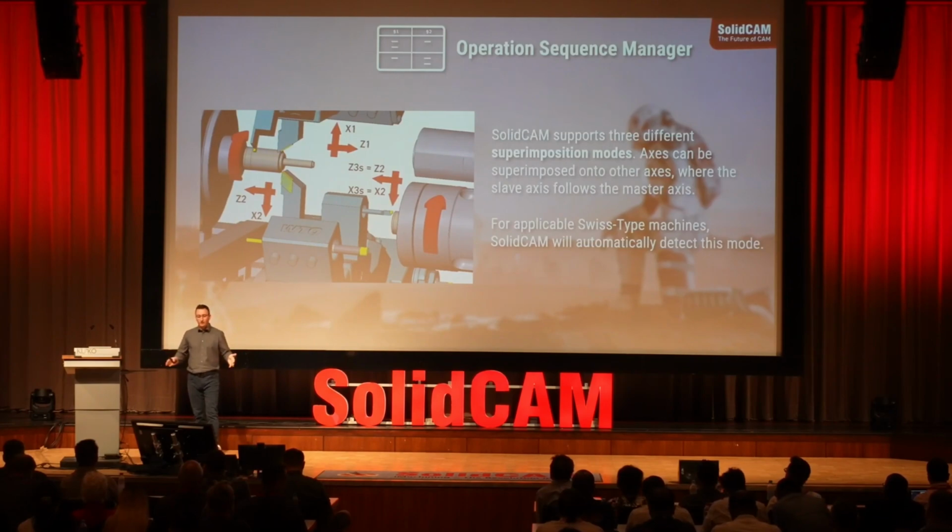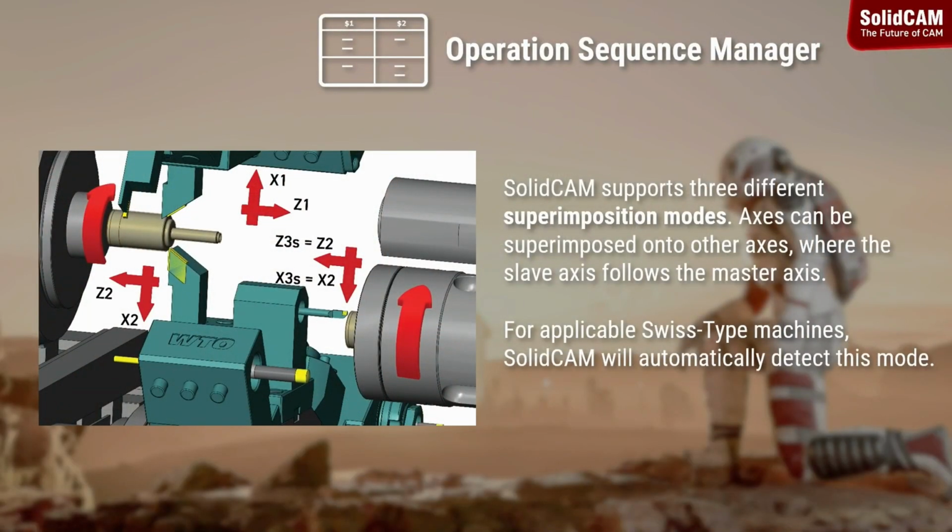So it can support 3 different superimposition modes. They have, of course, different names. Axes can be superimposed onto each other, where the slave axis follows the master one, and it's applicable for Miltern machines, and they can be automatically detected by SolidCAM.